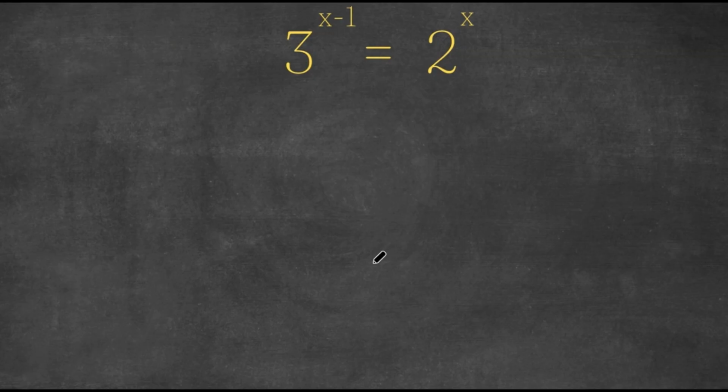Guys, welcome back to Click Academics. In today's video, I'm going to be teaching you guys how to solve this exponential equation. So we have 3 to the power of x minus 1 is equal to 2 to the power of x.